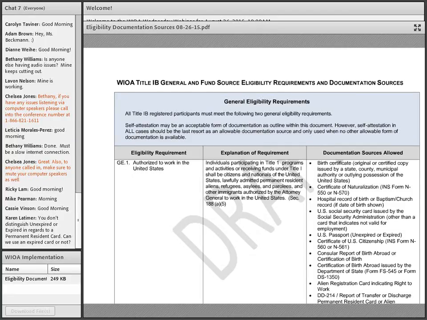As I said when I started out, you'll see in this list to the right for documentation sources for authorized to work quite a few additions that weren't in the old policy. So that'll help you as a career planner in getting your customers identified properly and the proper documentation behind it.